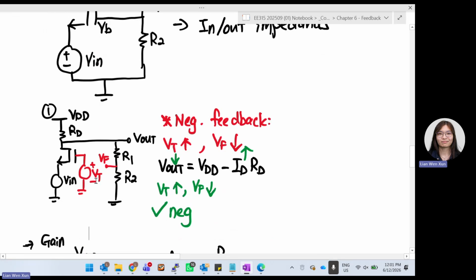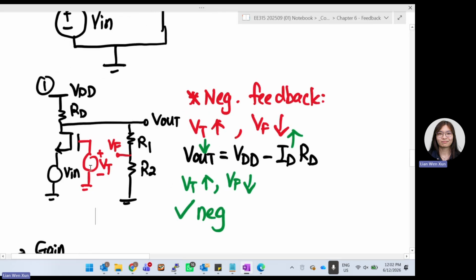I break the loop and apply a test voltage. Negative feedback works as in, if my test voltage increases, my output decreases, then that's correct. So at the point that you break, one part of it needs to be your test voltage, and the other part of it is your VF, which is the feedback voltage. As long as both of them are inverted, then that is negative feedback. Then we can continue to analyze this circuit. If it is not, then we do not need to continue. So let's go part by part. If VT increases, what happens to the current? What happens to the V out? We can say that V out is over here.